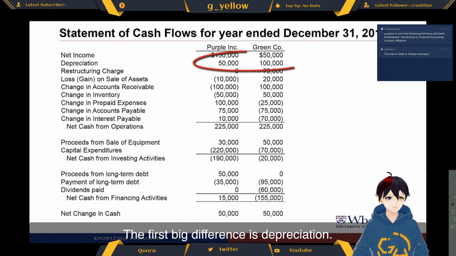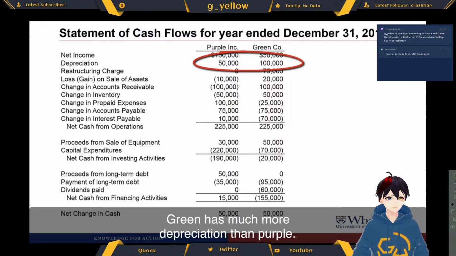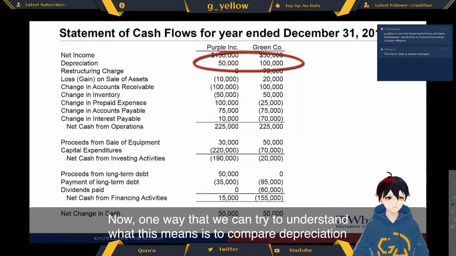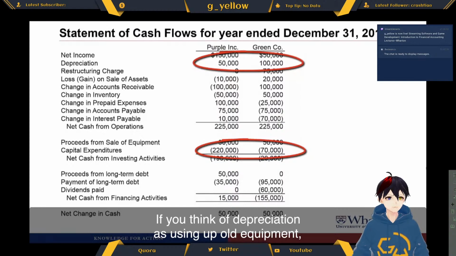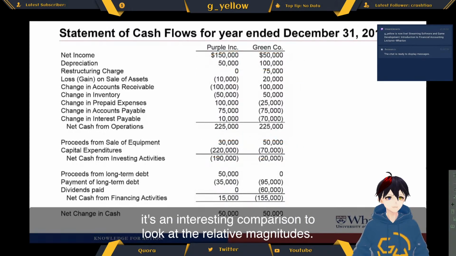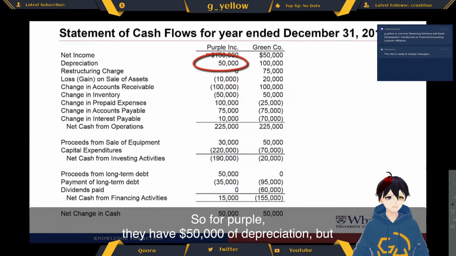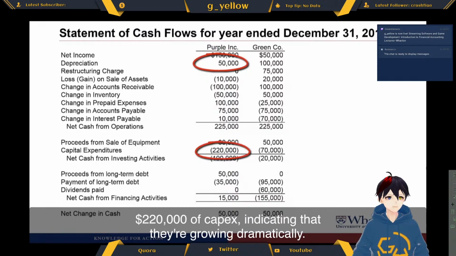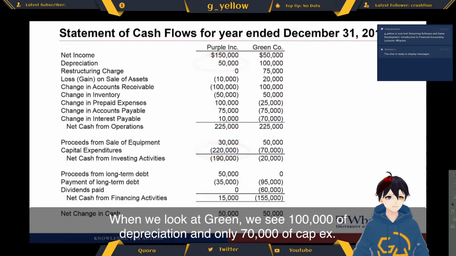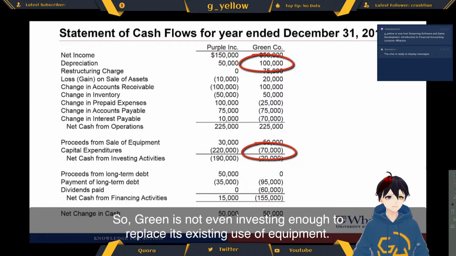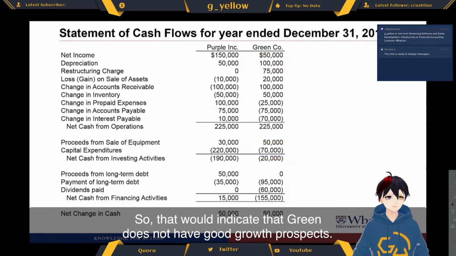The first big difference is depreciation. Green has much more depreciation than Purple. Now, one way that we can try to understand what this means is to compare depreciation and capital expenditures. If you think of depreciation as using up old equipment, whereas capital expenditures is buying new equipment, it's an interesting comparison to look at the relative magnitudes. So for Purple, they have $50,000 of depreciation, but $220,000 of CapEx, indicating that they're growing dramatically. They're investing a lot more in new equipment than they're using up old equipment. When we look at Green, we see $100,000 of depreciation and only $70,000 of CapEx. So Green is not even investing enough to replace its existing use of equipment. So that would indicate that Green does not have a lot of good growth prospects.